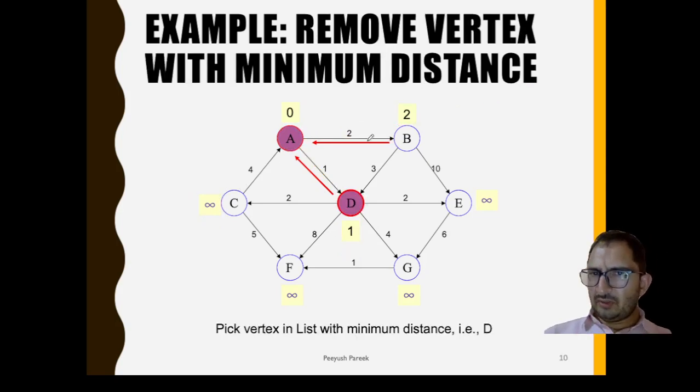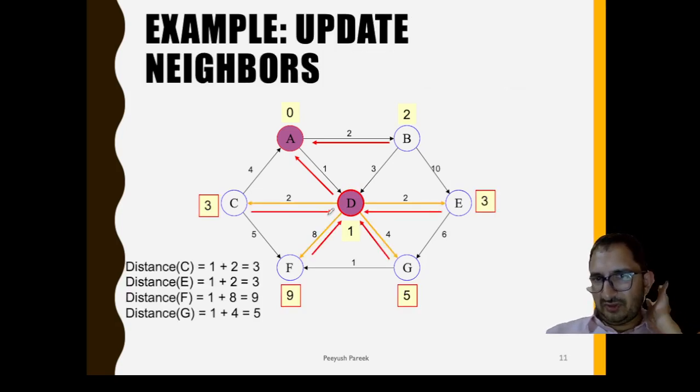Next, we have traversed A and D. Now what is the minimum? D. So from D we have to move to the next node. So the vertex in the list with the minimum distance is D. Yes, the rest of the others have not been touched. Now from D, which nodes can we reach? We can reach C. We can have the path to E. We can have the path to G. We can have the path to F.